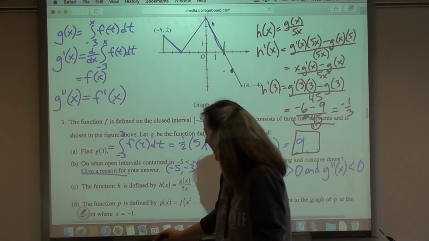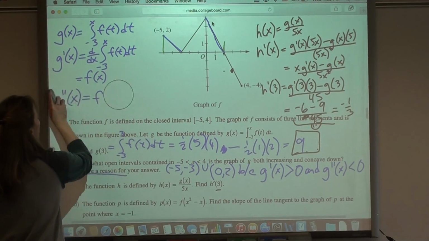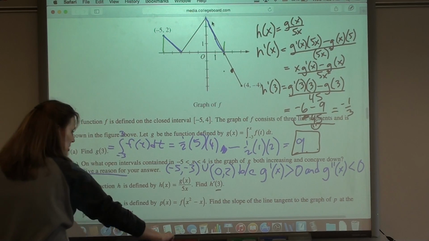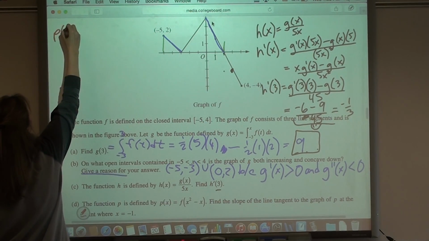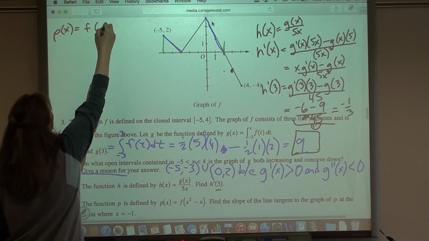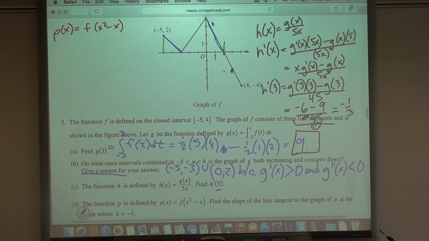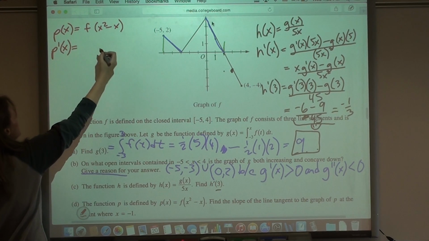Last part, p of x. P is equal to f of x squared minus x. We want to find the slope of the tangent, so p prime. What rule do we have to use for this? Power rule? Chain rule. It's the same thing.